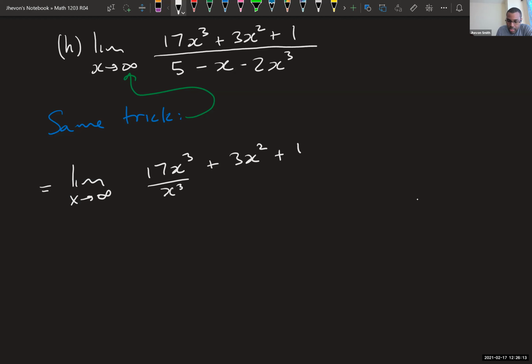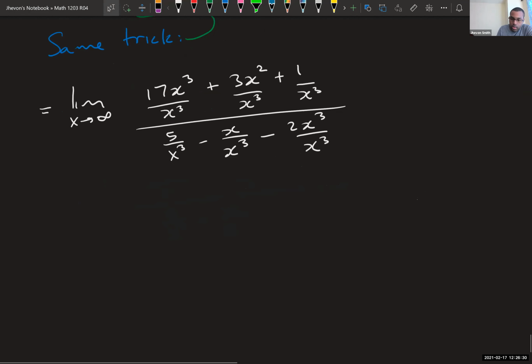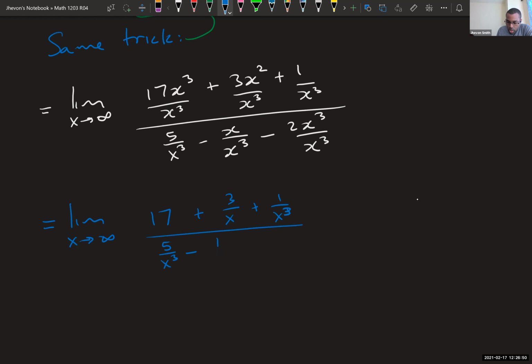So divide by the highest power of x in the denominator. So that next class, when I tell you the shortcut and you wonder why that would happen, this is why it happens. I'm showing you why we can make that shortcut. Now you'll notice that it's going to simplify in a very nice way. That'll give you 17 because those guys are going to cancel. This will give you 3 over x plus 1 over x cubed. This will give you 5 over x cubed minus 1 over x squared minus 2.